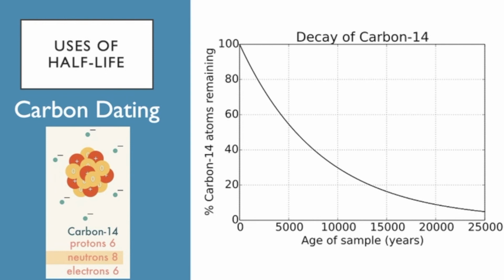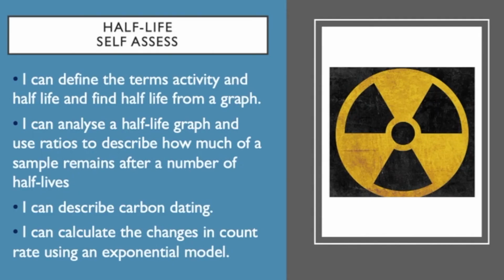The approximate time since the organism died can be worked out by measuring the amount of carbon-14 left in its remains compared to the amount in living organisms. So carbon dating works for things that are up to about 50,000 years old. So actually we couldn't date a dinosaur or a fossil from that period using carbon dating, but we could date things up to about 50,000 years old.